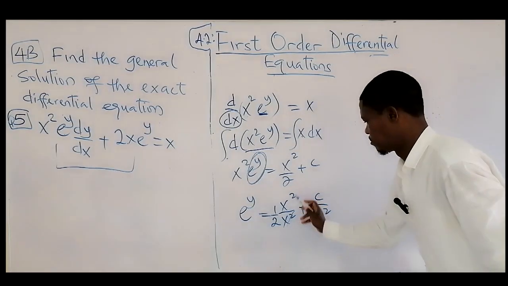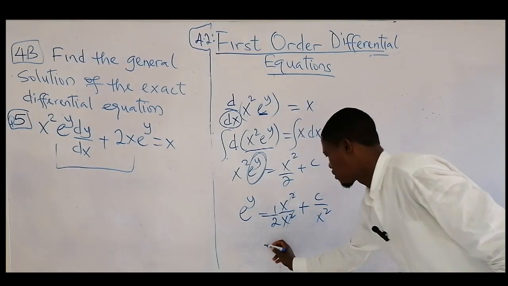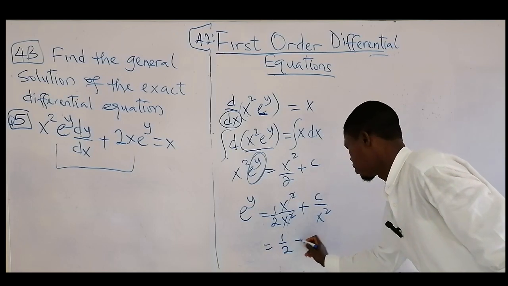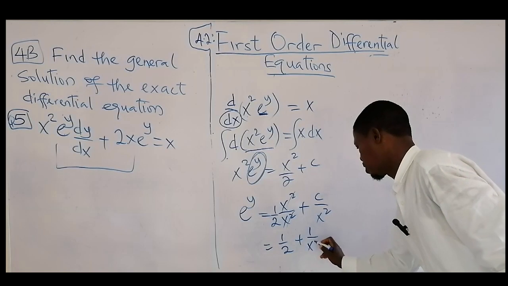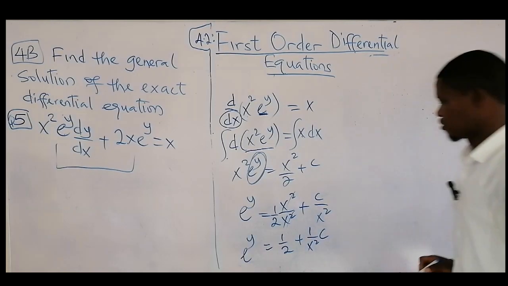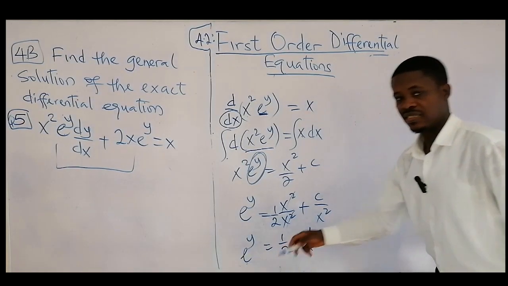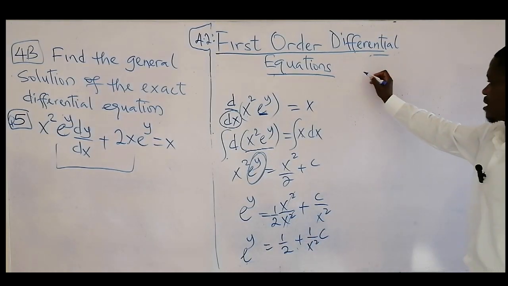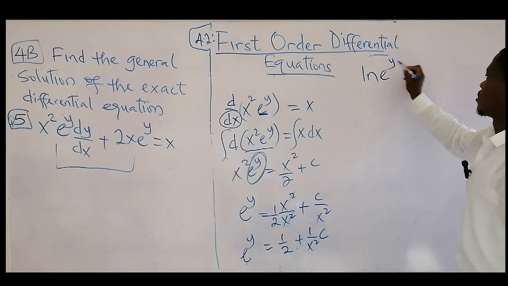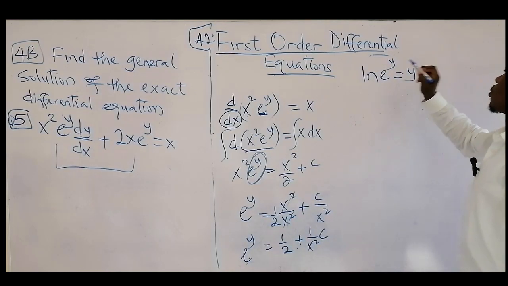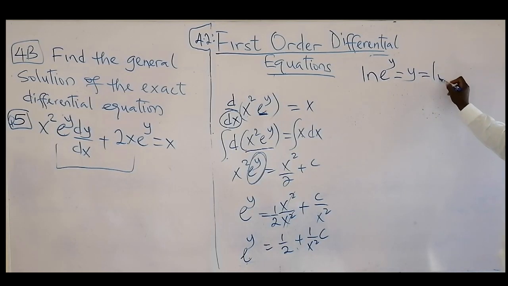So this one we cancel. We just have 1 over 2 there. We have 1 over 2 here. Then plus 1 over x squared times c. On the final note, you can take the ln of both sides. So ln of this will be equal to y, equal to ln of half plus 1 over x squared times c. And that finishes that question.